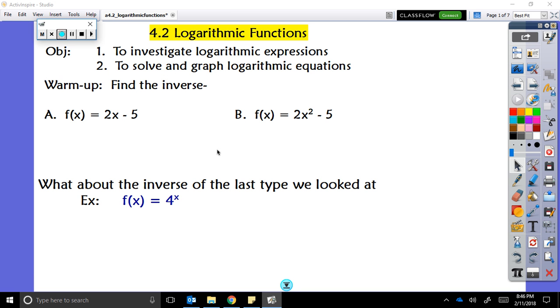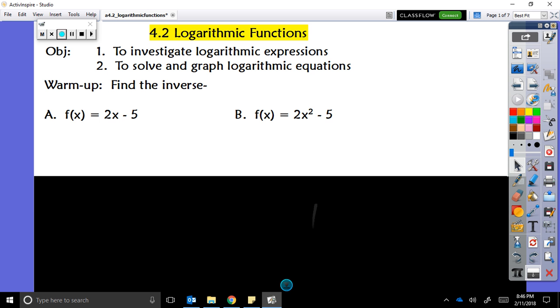Alright guys, so today we're going to talk about logarithmic functions as opposed to exponential functions. I want to start off with us remembering how to find the inverse of a function. I'm going to remind you how to find the inverse, and then I want you to try A and B. Do you guys remember how to find the inverse of a function algebraically?